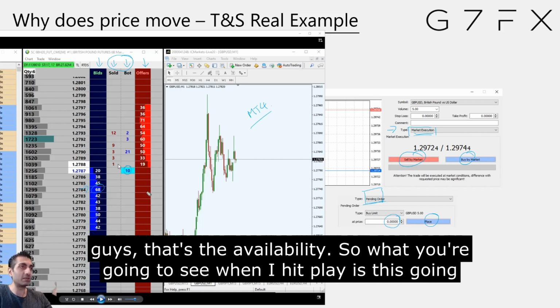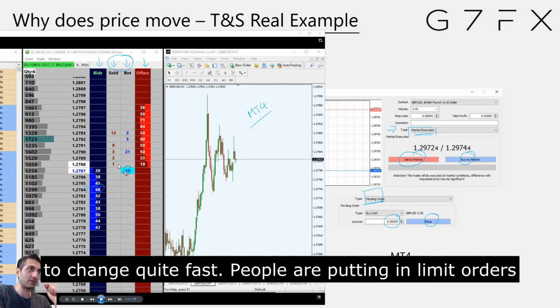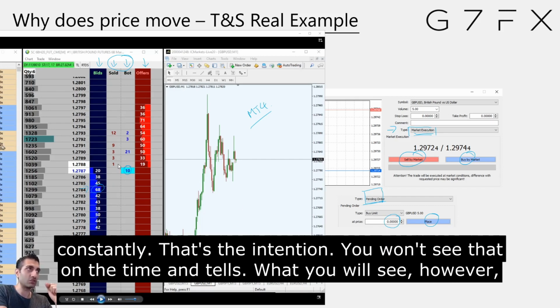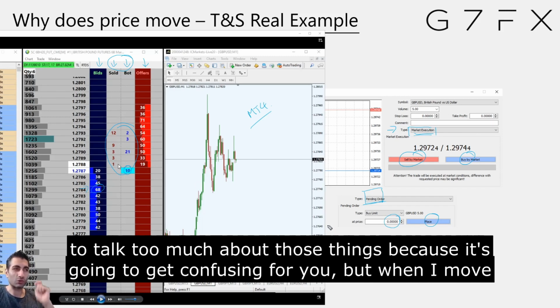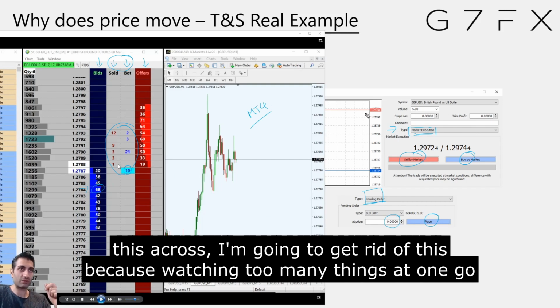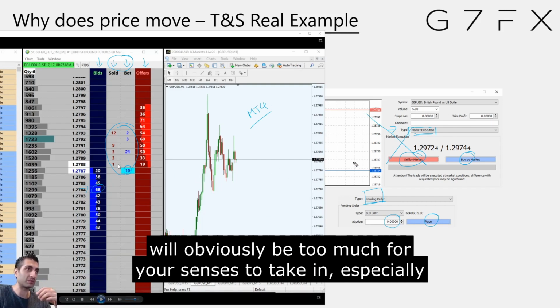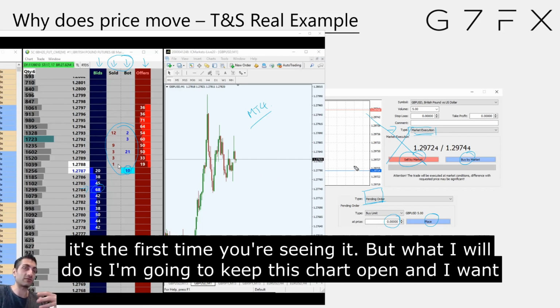That's the availability. So what you're going to see when I hit play is this is going to change quite fast. People are putting in limit orders constantly. That's the intention. You won't see that on the time and sales. What you will see, however, is this. And this is what you see on a volume profile, footprint, and so on and so forth. I don't want to talk too much about those things because it's going to get confusing for you. But when I move this across, I'm going to get rid of this because watching too many things at one go will obviously be too much for your senses to take in, especially if it's the first time you're seeing it.